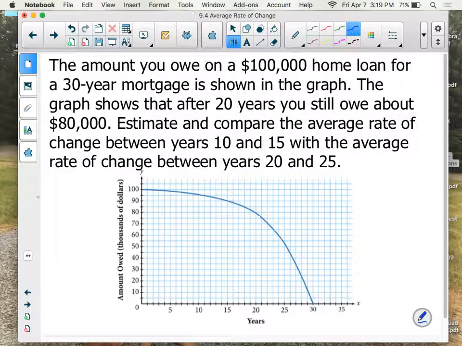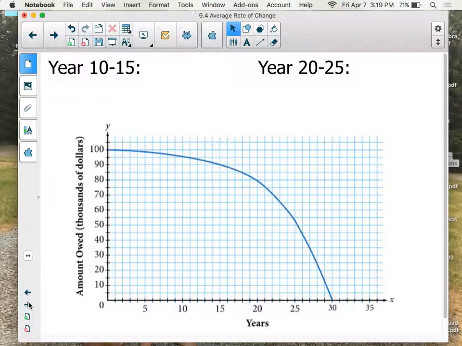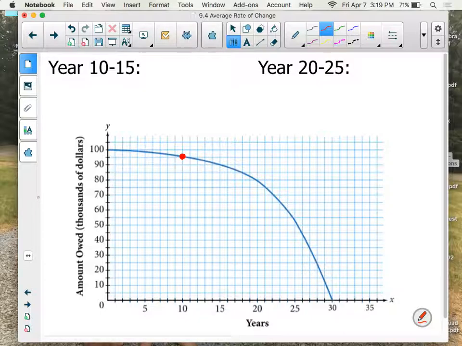Now, what we want to take a look at, though, is to estimate the average rate of change between years 10 and 15 and years 20 and 25. So let's go to the big graph. You got yours on your page. So let's go here and say, I'm going to use red here. So in year 10, I'm up here. Let's estimate year 10 to be about $95,000. So think about that. After paying for 10 years, you've only diminished the loan by $5,000. That super duper stinks.